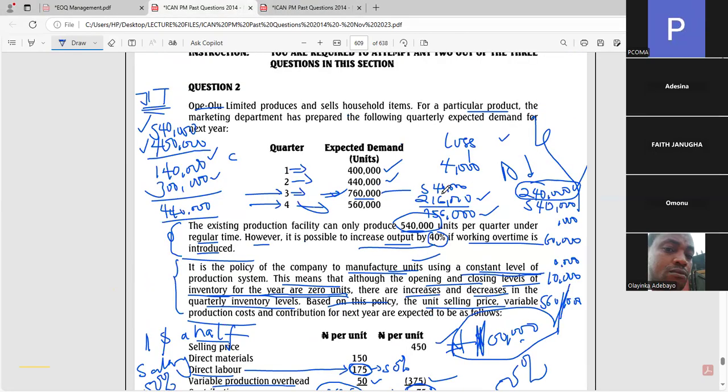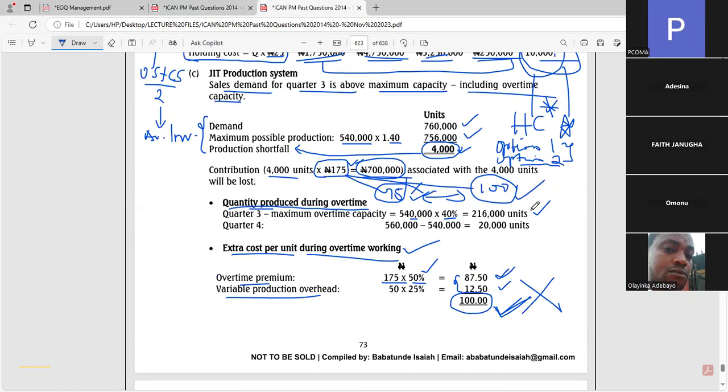We've done that before. This is the 216 here, because we can only produce 540. So we are increasing this 540 by 40%, and this 40% is because we are working overtime. So 40% of the 540 simply means that we are producing an extra 216 units in the third quarter. And in the fourth quarter, we can only produce 540, and our demand is 560. That means we'll be producing an extra 20 units for the fourth quarter.